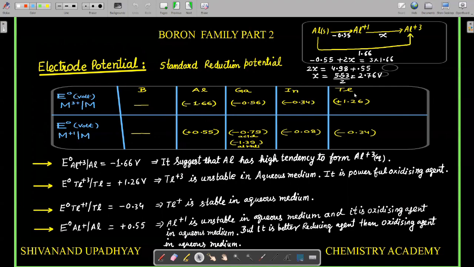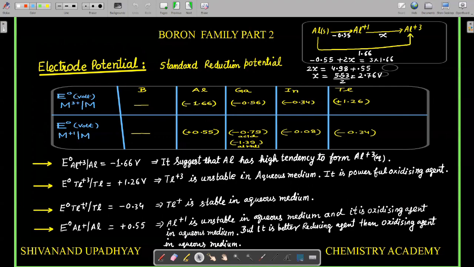In the same way, from the table, this is thallium, and we know that thallium shows the inert pair effect. We can see here that the reduction potential of thallium +3 ion is positive. It means that thallium +3 is unstable in aqueous medium, or we can say that it is a very powerful oxidizing agent in aqueous medium. Thallium +3 is a very powerful oxidizing agent.